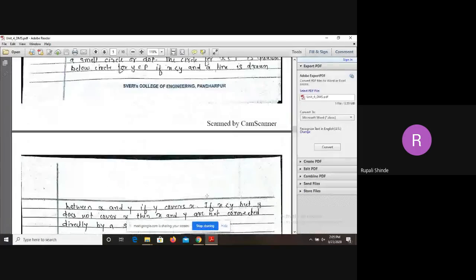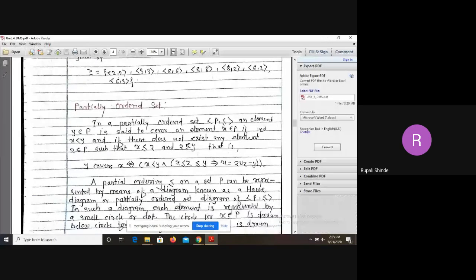So first of all, we have to see what is the purpose behind drawing this Hasse diagram. Up till now we have seen what a partial ordered relation is, what a poset is. Now if you want to represent any partial ordered relation, you have to draw a diagram, and that diagram is called a Hasse diagram. Whenever we have to draw any Hasse diagram, there are certain rules.